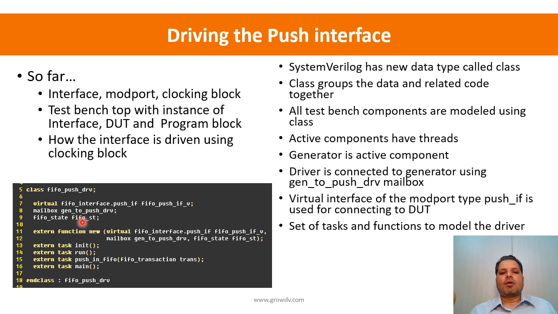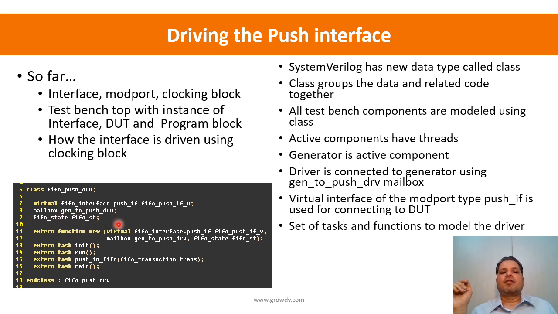So if we look at it over here, we have this virtual instance of the FIFO interface, and we are using the modport type push interface. When we use this, automatically the clocking block within that becomes accessible, and we have given the name of the instance over here, and we have declared a mailbox. Mailbox is also a keyword, although it's not highlighted over here, and then we are giving the name to the mailbox, generator to push driver, right? And then we have one more class instance called FIFO state, and we have created an instance of that particular class.